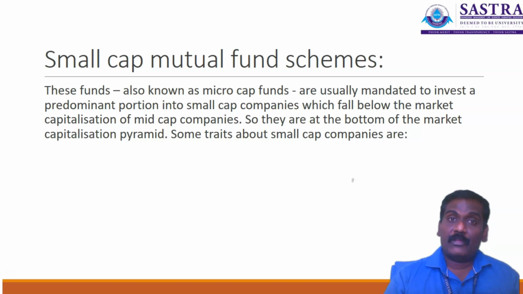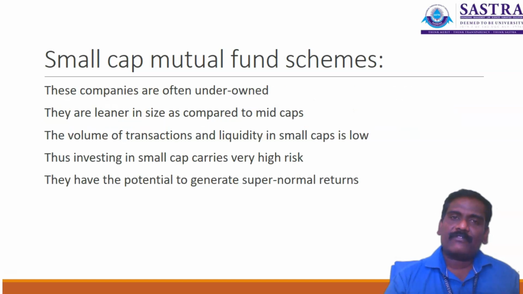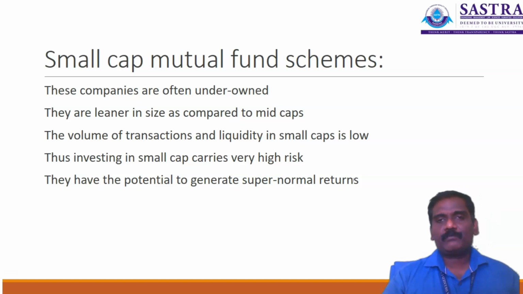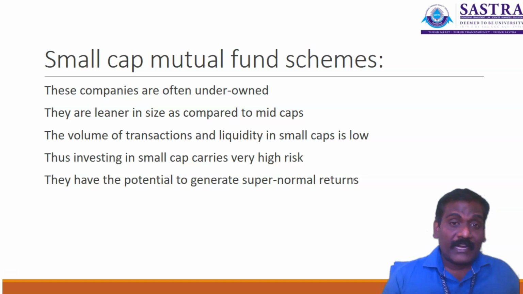In the pyramid, the top of the market capitalization pyramid is called large capitalized companies. The middle of the pyramid is called mid cap companies, and the bottom of the pyramid is called small capitalized companies. What are the basic characteristics of those small capitalized companies? The first one: these companies are often under-owned companies. They are undercapitalized companies. Their relative capital position in the market is low.